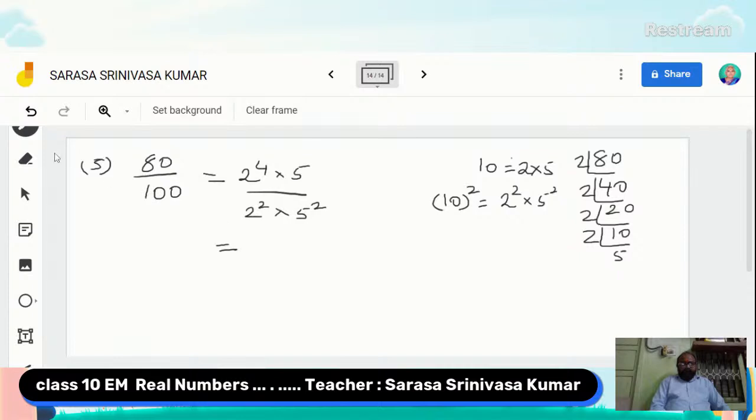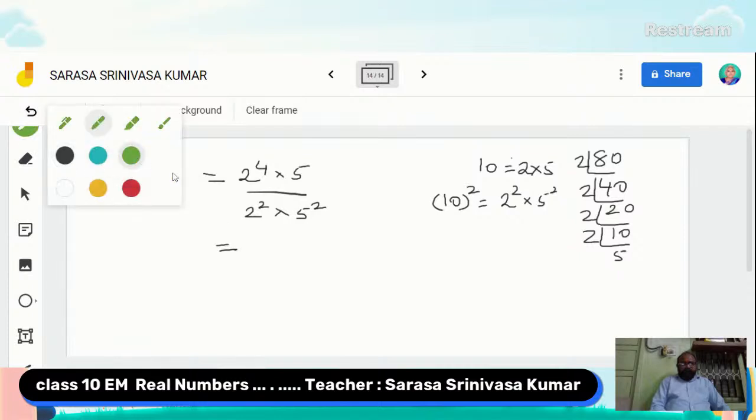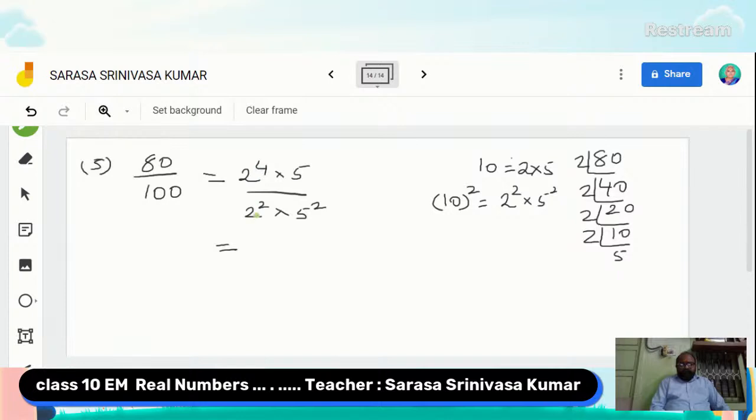So now from this step we get 2 power 4 divided by 2 square. We get 2 square in the numerator, and 5 divided by 5 square. We get 5 in the denominator. So now we write 5 equal to 2 power 0 multiplied by 5 power 1. So comparing with the 2 power n, 5 power m, here n equal to 0, m equal to 1.